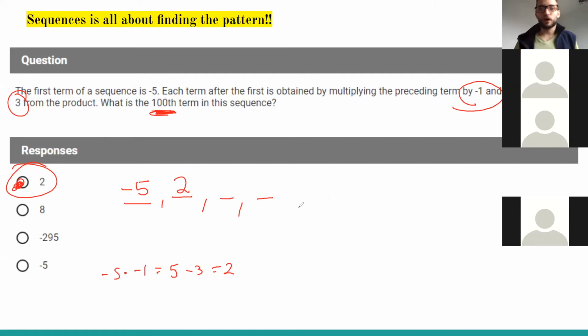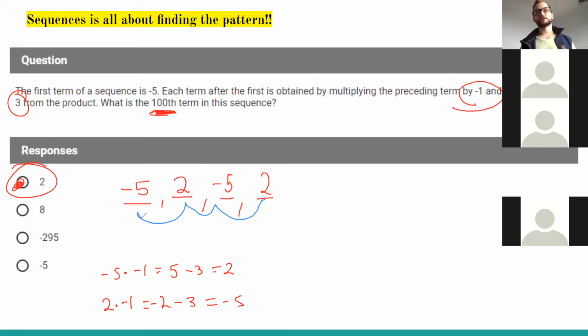So I want to keep working through it, because as I'm working through this, eventually I'm going to find a pattern. So let's do it again. Take 2, multiply it by -1, I get -2. Then I subtract 3 from that, and I get -5. So now I did it again, and I got -5. Now if I take -5 and do it again, I'm going to get 2. So you're going to keep flip-flopping between them. You're going to get -5, then 2, -5, then 2, and it's going to keep changing. So how do we know which one is the 100th term? Well, 100 is an even number.